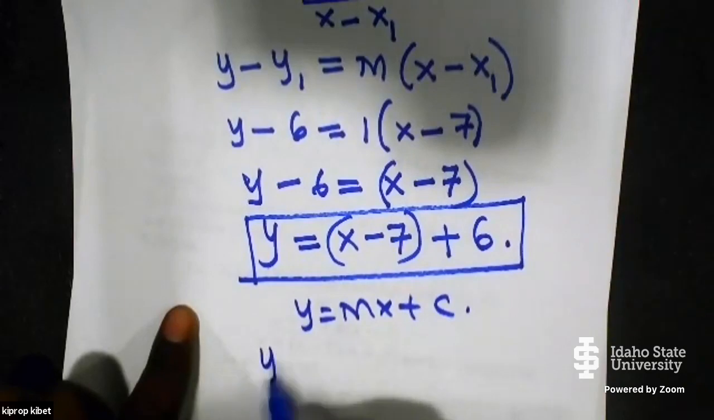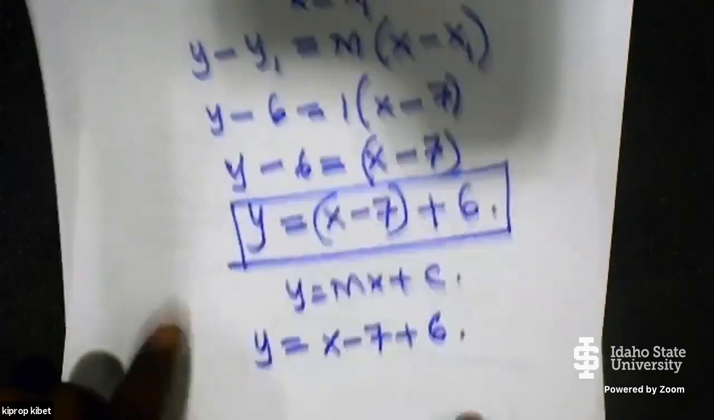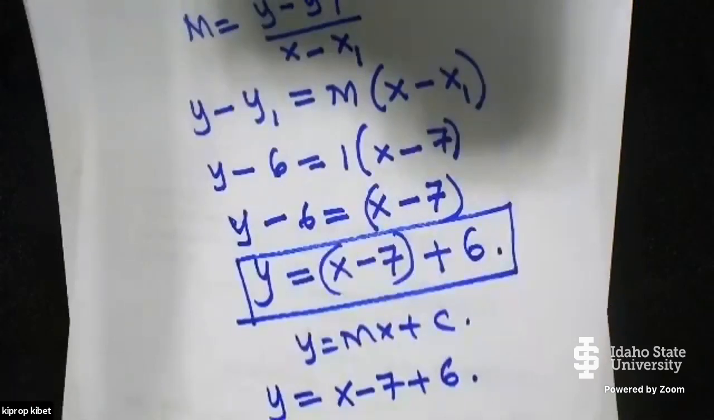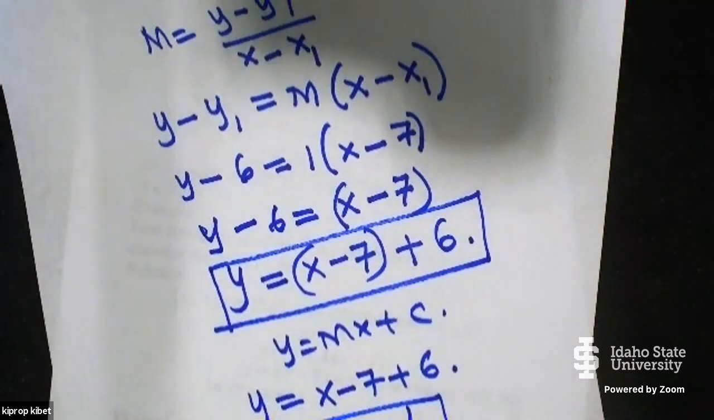So y equals x minus 7 plus 6. Starting at minus 7, you go 6 steps forward. What is that? Negative 1. So this is our equation of the line.